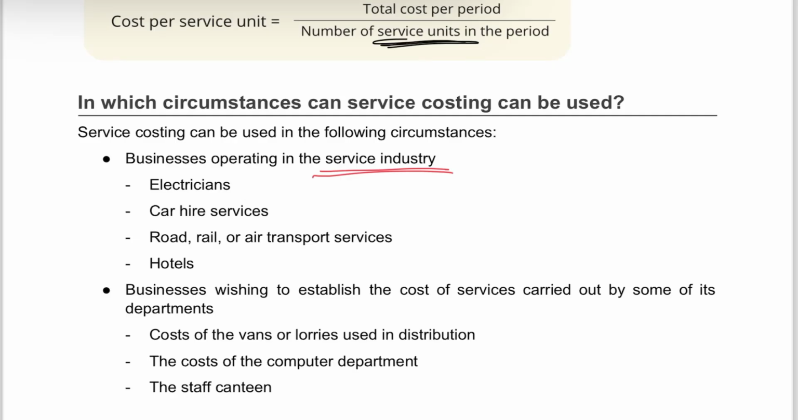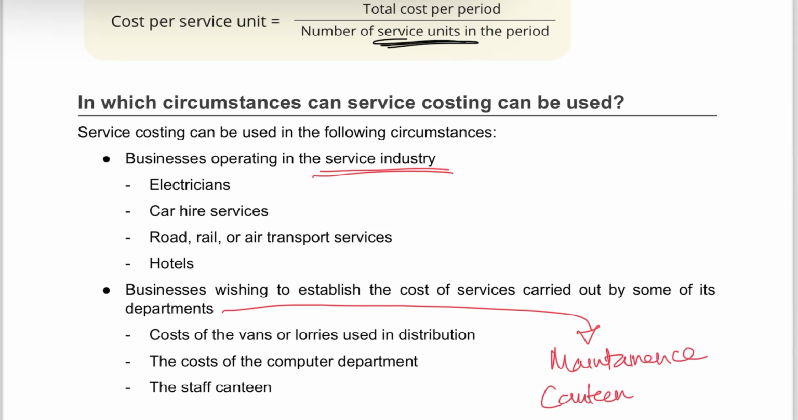In addition, sometimes even production companies, manufacturing companies, will have certain services they offer, or departments that offer services. For an example, a manufacturing company, like you learned under absorption costing, will have service departments. Maybe the maintenance department, maybe the canteen. Now, these are not production departments, but they're service departments. So they will incur cost, and to identify the cost of these services, we might be able to use service costing.